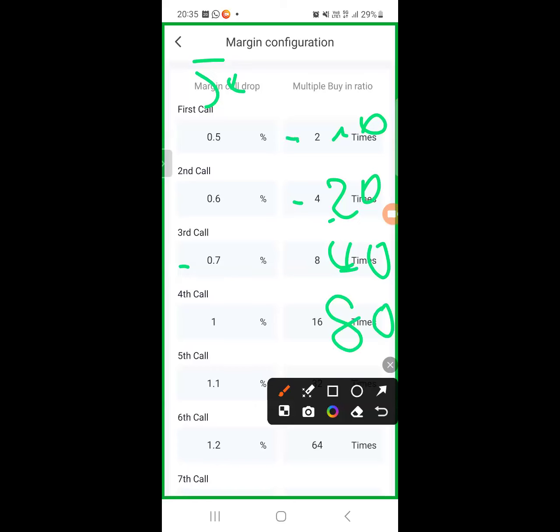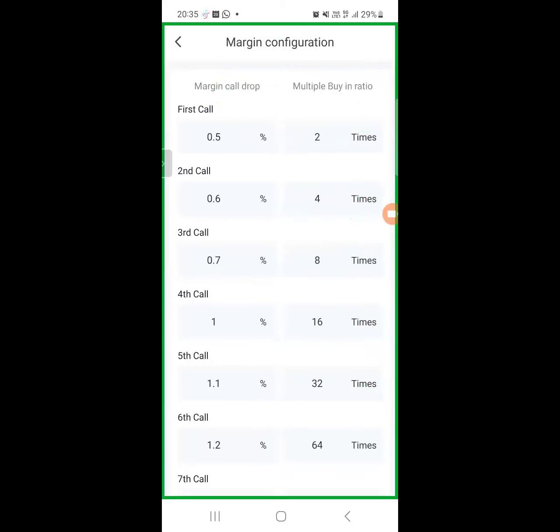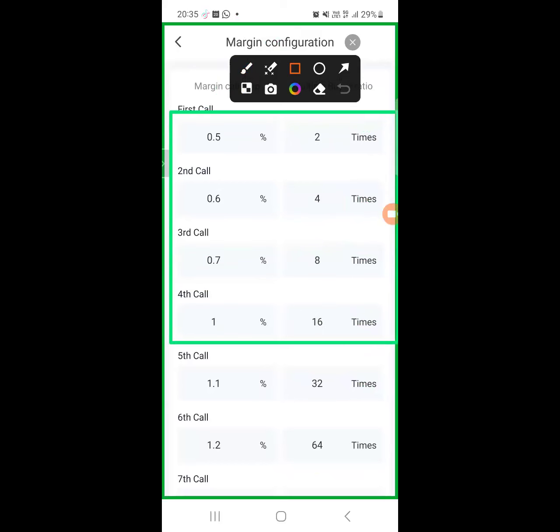I buy times 2. Then the next call, 2 times 2, making 4. The next one, 4 plus 4, making 8. The next one, 8 plus 8, making 16. So you see, it continues up to 128 times. But as we don't have the 128 times, we can limit ourselves to the 16th time.